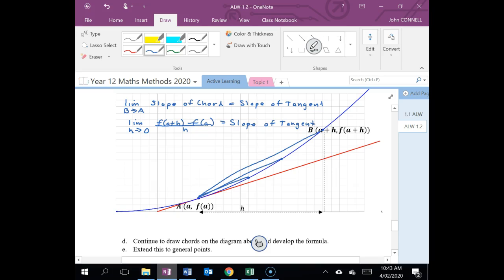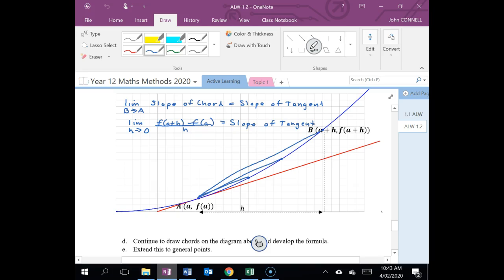That's where we get the first principles formula from. You should have seen this formula before, but that's where it comes from. It comes from the idea that the slope of this chord, as we draw h in towards 0, is actually heading towards the slope of the tangent as h goes to 0.